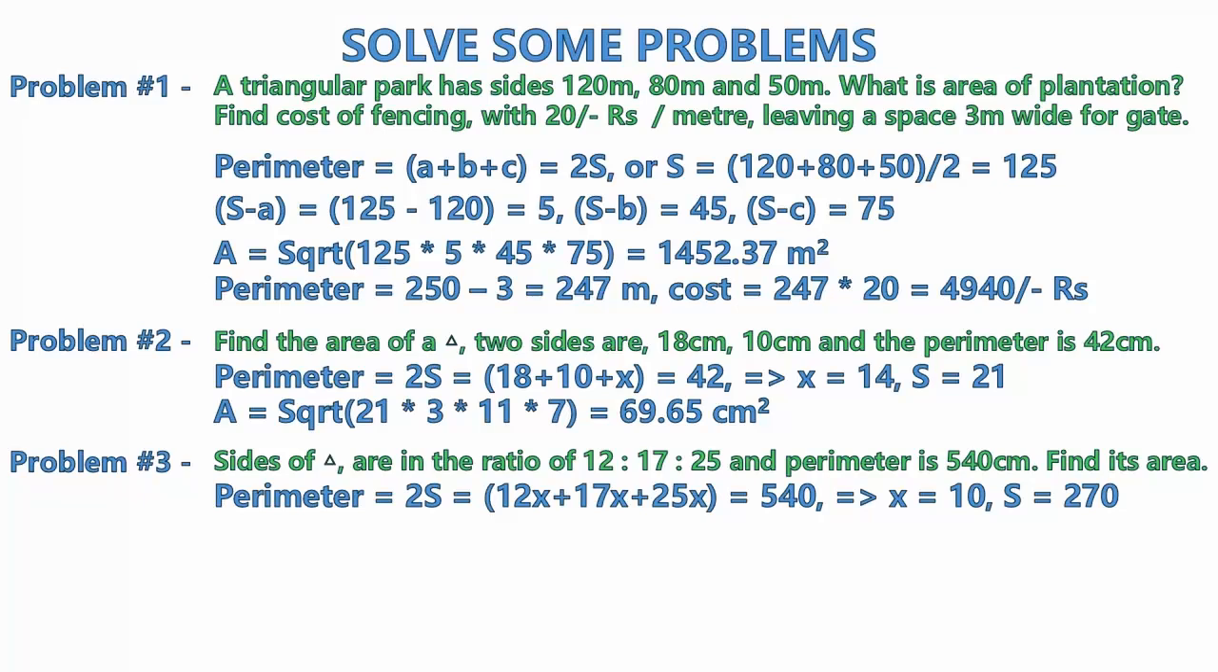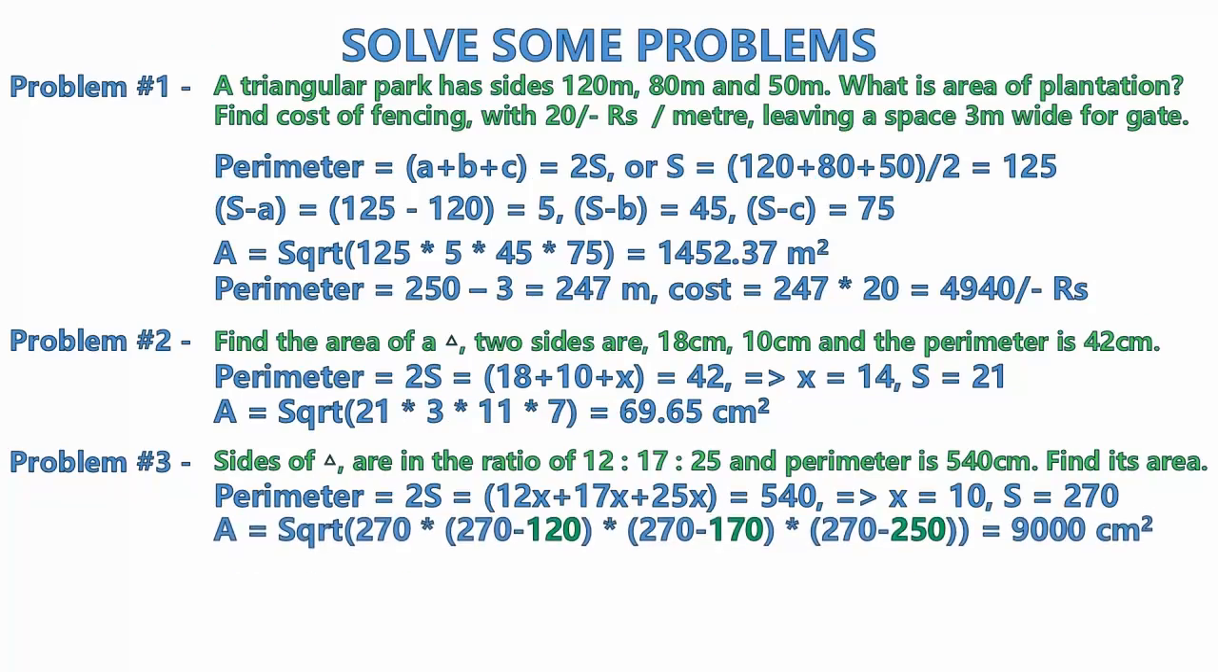Okay, and s is 540 by 2, which is 270. Now we know each side because we know x is 10. So one side is 120, another side is 170, another side is 250. Okay, again using Heron's formula, A is equal to the square root of s, which is 270, multiplied by 270 minus 120, multiplied by 270 minus 170, multiplied by 270 minus 250, which works out to 9000 centimeters squared.